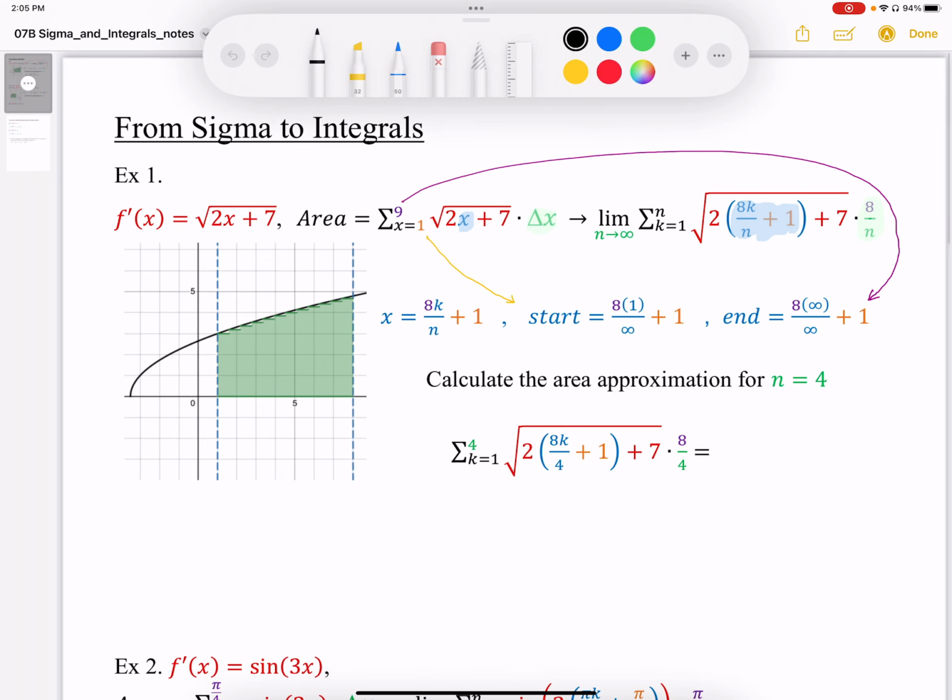We've used Riemann sums in the past to calculate the areas underneath these f prime graphs. And as we have in this case here, f prime is equal to the square root of 2x plus 7. We want to know the area from, it looks like, 1 to 9. And we can do this using a Riemann sum.